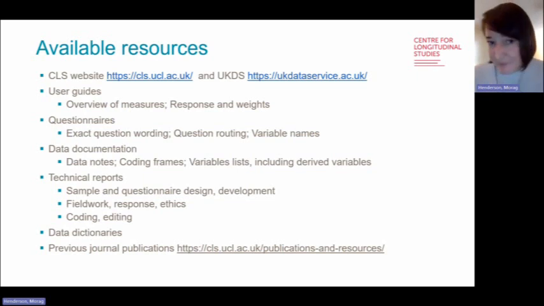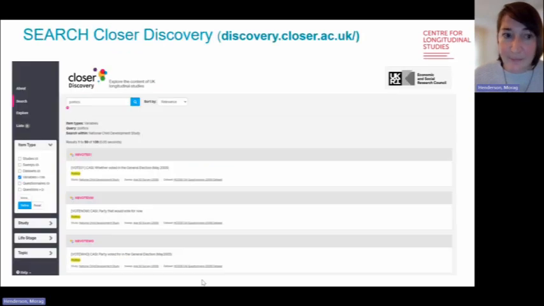Additional resources, I'd say go to the CLS website, go to the UKDS. There are user guides, questionnaires, exact wording, and documentation about what variables have been derived and the coding frames around that. There are technical reports. You can search through the data dictionaries, or you can also search through previous journal publications.